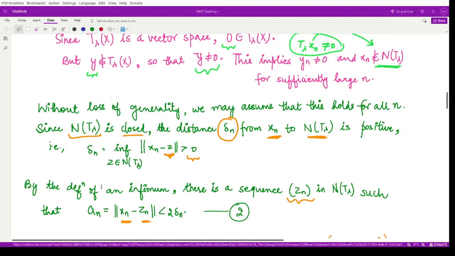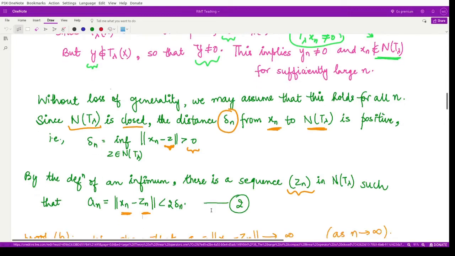You can see this by adding and subtracting Zn. Obviously z is in the null space of the operator T lambda, and the sequence Zn is also in the null space of the operator T lambda. So the distance between z and Zn is going to be less than delta n, because that is the infimum and we are taking the distance of xn from z. Overall, when you add and subtract Zn, you get strictly less than 2 times delta n. So here we have proved our part A.